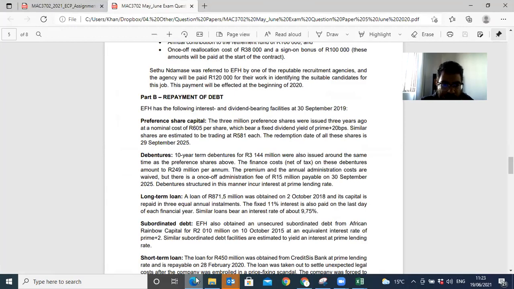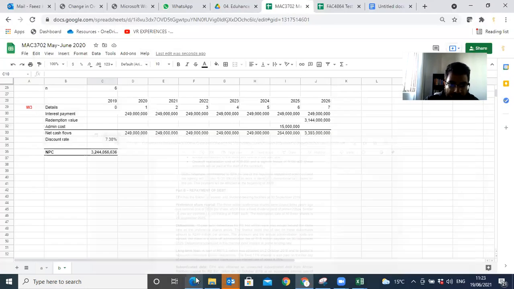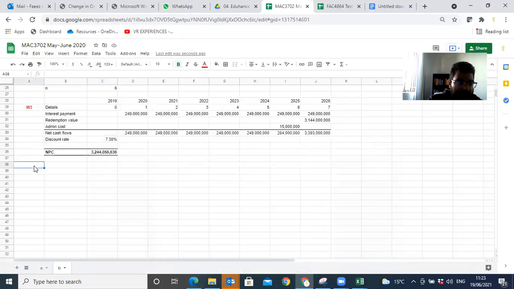So a loan of 875 was obtained, and its capital is repaid in 3 equal annual installments, with fixed interest. Okay, so I will just set up a financial calculation as well. So working 4, I set up the same format.